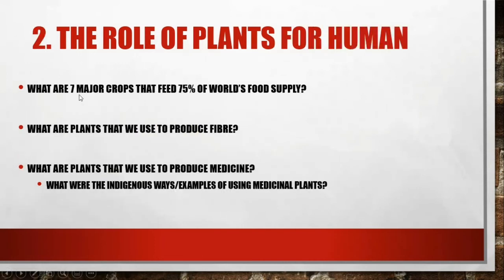Second part. What are the major crops that feed 75% of the world food supply? I want you to go back to the textbook, it will help you quite a bit. There are several like corn, barley, wheat. There is a list, and some of the crops you think, yeah, those are the ones involved. What are the plants that we use to produce fiber? What are the plants that we use to produce medicine? And some indigenous FNMI way is to consume the flowers to use as a painkiller. Those kinds of examples, I want you to explore that.